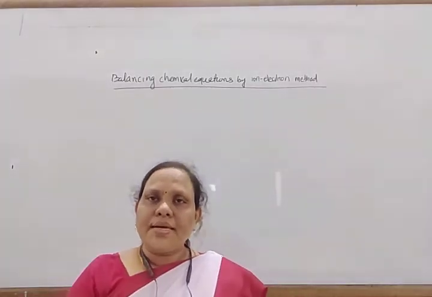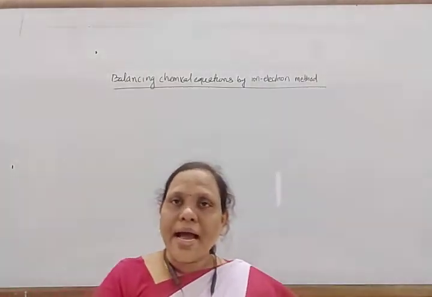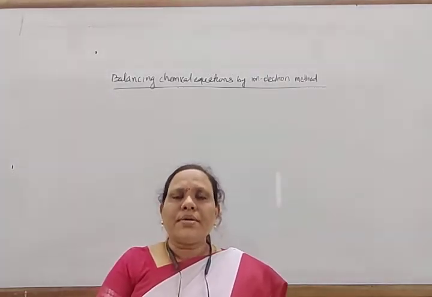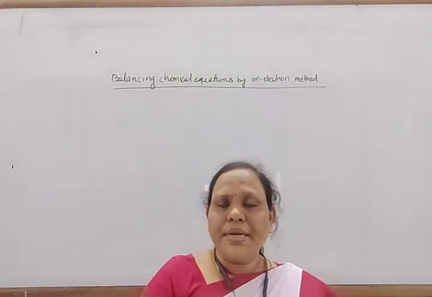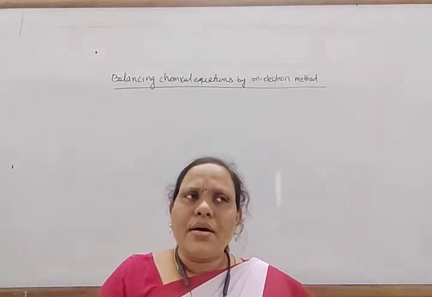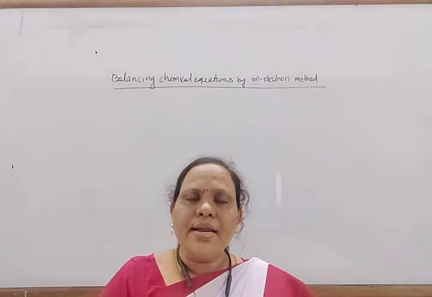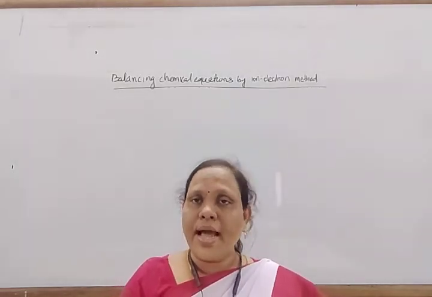Next, come to another method, that is balancing a chemical equation by ion electron method. So this is the ion electron method. That means this involves some ions and some addition of electrons. So first, in the ion electron method, if the equation is given in ionic form, then you have to write it. If it is not given in ionic form, then you have to convert it into ionic form.